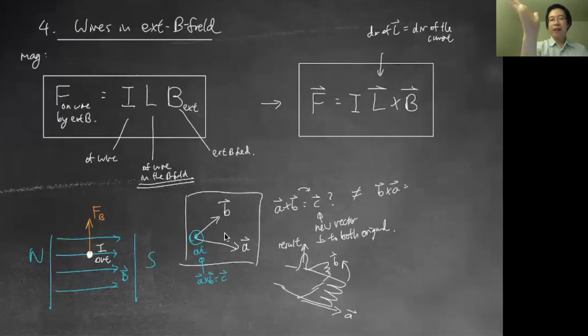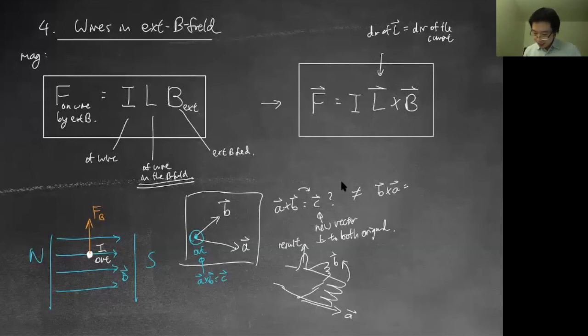So if my thumb is pointing out of the screen, there's no way I can wrap my hand to the other side. But if I put my thumb into the page and point my hand along B, now I can naturally wrap my hand towards A. So the answer will be into the page like that.